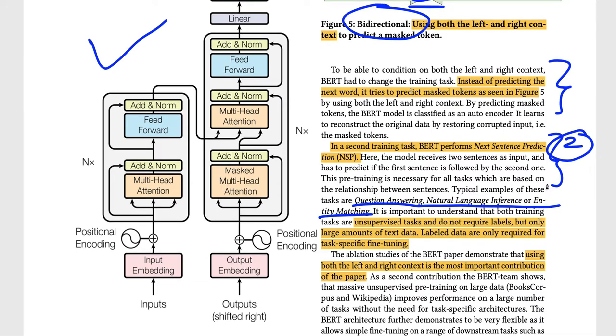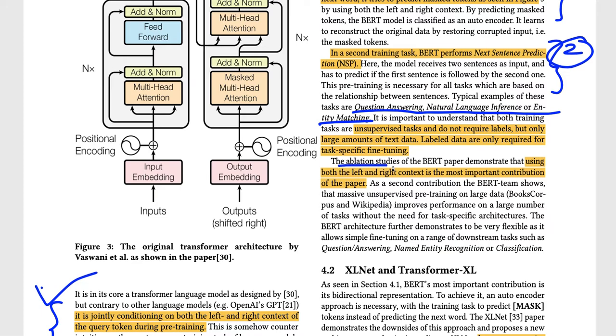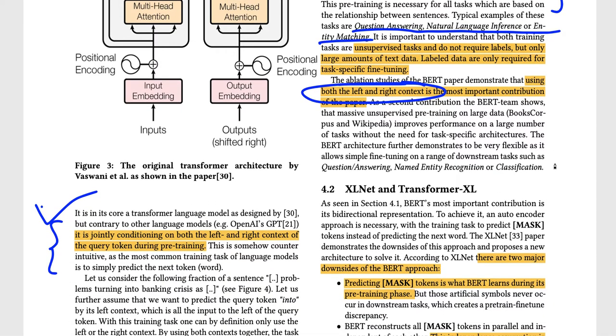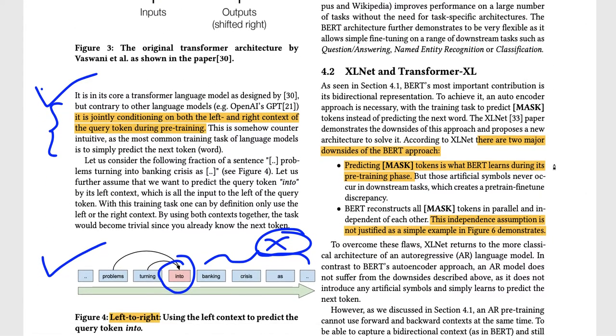Okay, now let's talk a bit about the ablation study done on BERT. The most important aspect of the ablation study is the bidirectional component here. The left and right context is the most important feature adding to the accuracy and the performance of BERT. Right, so that's about BERT. Now let's talk about XLNet and Transformer XL. The XLNet model talks about the shortcomings of BERT and how they fix them.